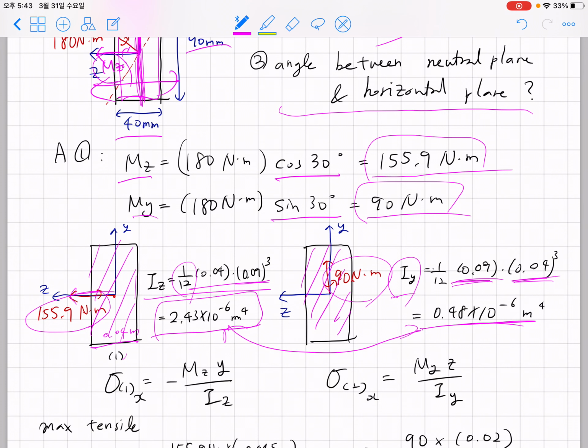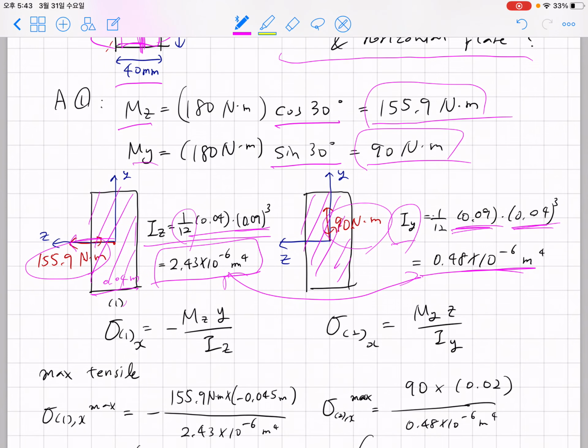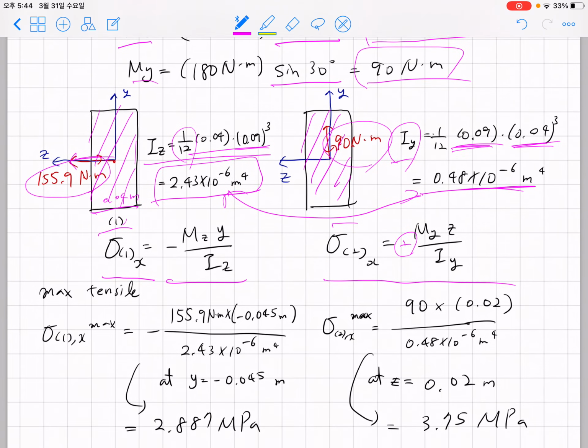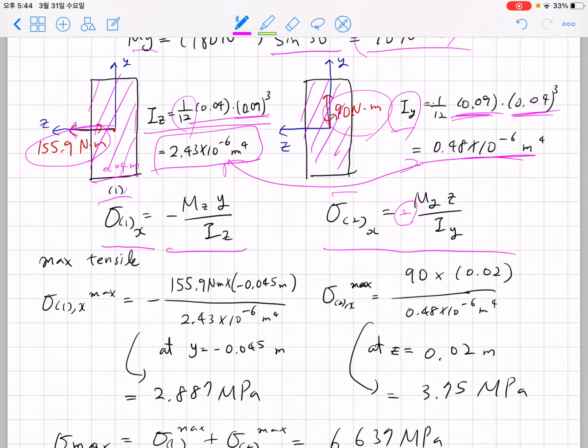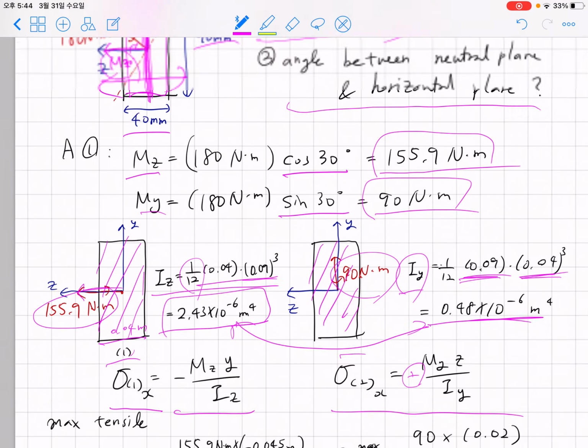area moment of inertia. For problem 1 and problem 2, you can obtain the sigma x distribution from minus Mz y over Iz, and from the second problem you have Mz divided by Iy, and please be careful about the sign convention, as I told you in the video regarding the first topic. Okay, so if you plug in numbers, let's try to obtain the maximum stress.